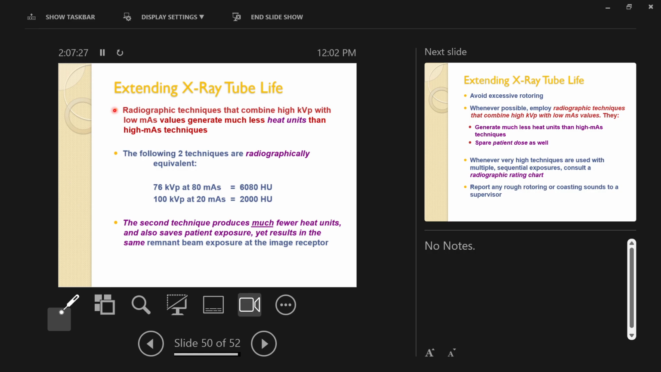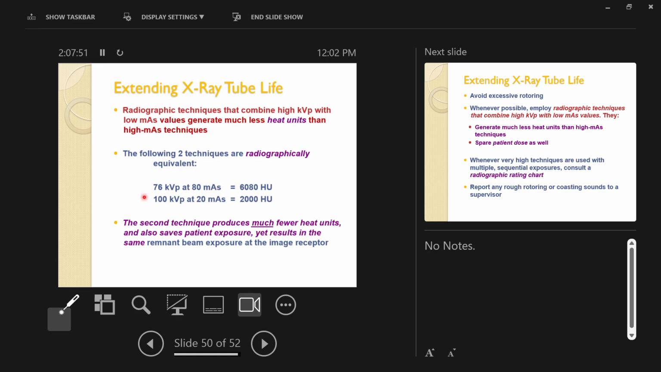It's equivalent. So you can calculate heat units for these two exposures. Now, these two exposures are identical in the amount of radiation they produce, okay? There's a rule: for every 15% increase in kilovoltage, that's equivalent to having doubled the mAs, okay?